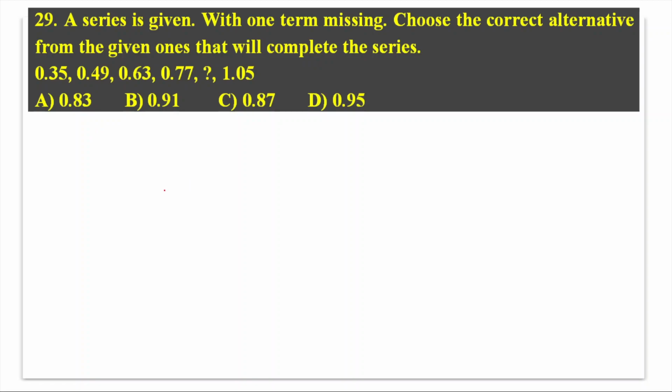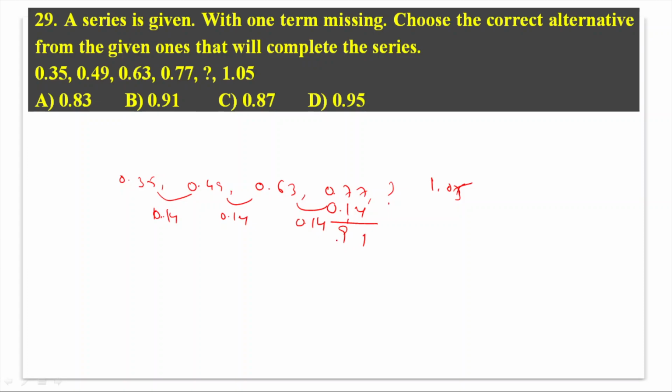And here is the next question. They gave 0.35, 0.49, 0.63, 0.77, question mark, and 1.05. If you observe here, there is a gap of 0.14, and here also there is a gap of 0.14. Similarly, you need to add 0.14, so you'll get 0.91, which is present in option B. For all these numbers, there is a gap of 0.14. Observe this pattern and you'll get the answer directly. So the answer for this particular problem will be option B, that is 0.91.